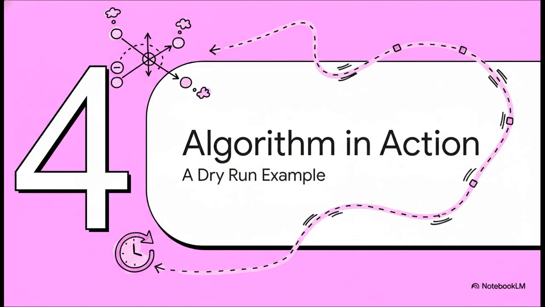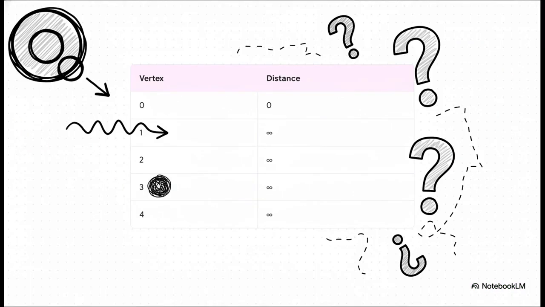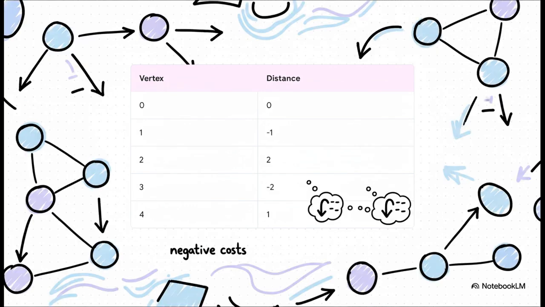Okay, that's enough theory for now. Let's actually see this thing in action. We're going to walk through a simple example, step by step, and trace how the algorithm figures out the shortest paths in a sample graph. Okay, so here's our starting point. We're at vertex 0. The distance from U to U is, well, it's 0, obviously. But for everywhere else, vertices 1, 2, 3, and 4, the distance is infinity. We just don't know how to get there yet. The map is blank. And now, the relaxation begins.